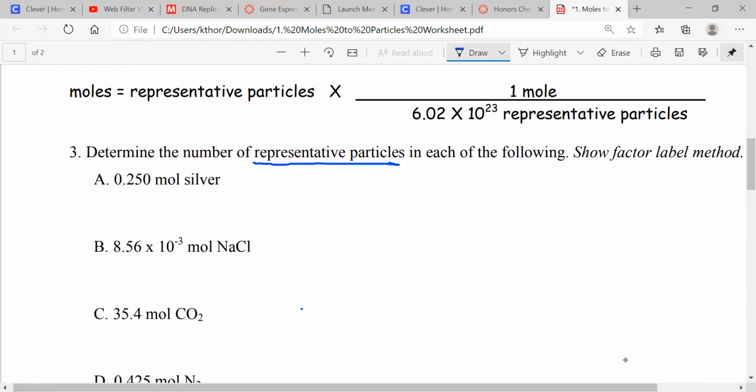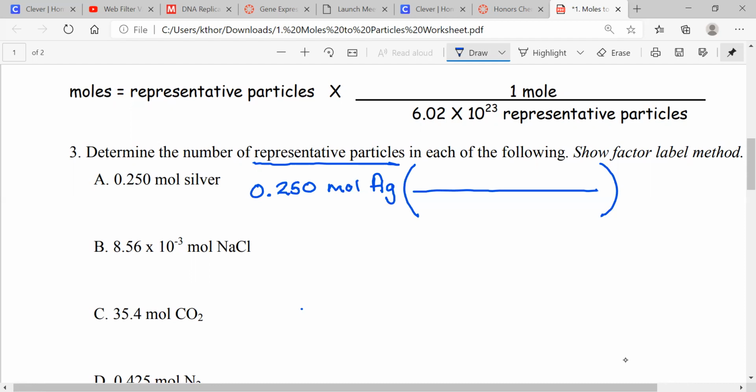So we need to convert it from moles to atoms. So we're going to start with 0.250 moles of silver. Silver's symbol is Ag. You then have to set up your conversion table. We're going to convert it to representative particles. So what conversion are we going to be using for this entire worksheet, Arshawn? Whose conversion is that? All right, so you're going to be using Avogadro's number. Max, 6.02 times 10 to the 23rd representative particles is equal to 1 mole.